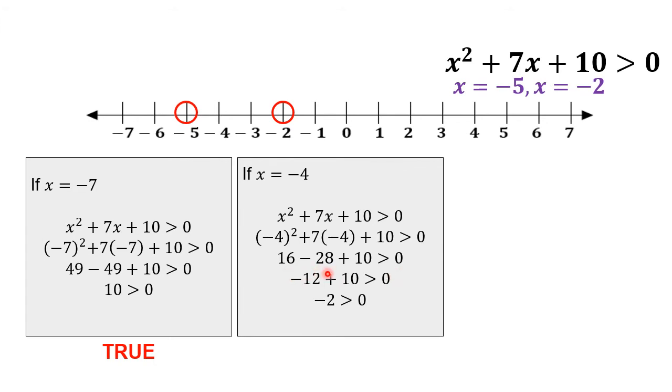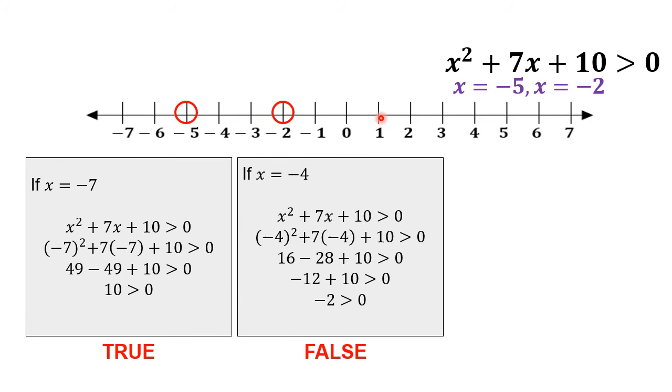So, 16 minus 28, that is equal to negative 12. So, negative 12 plus 10, is it greater than 0? So, negative 12 plus 10, that is equal to negative 2. And negative 2, is it greater than 0? That is false. Okay? Lagi niyong tatandaan sa inequality symbol kung saan naka-open ang ating inequality symbol, yun yung mas mataas ang value.